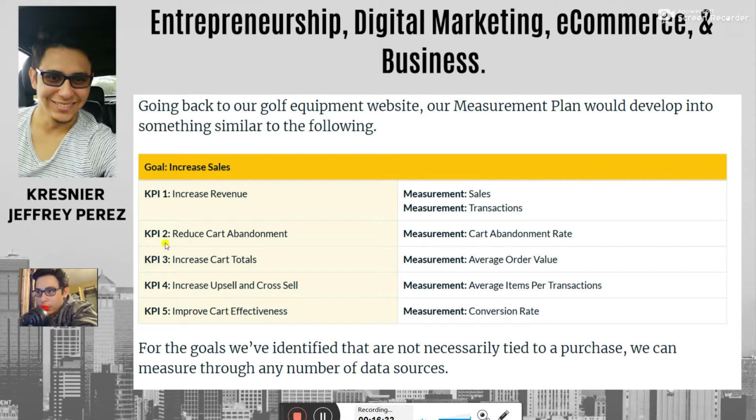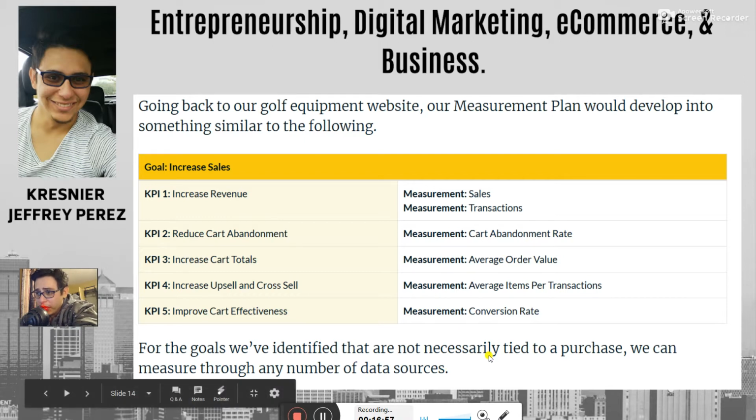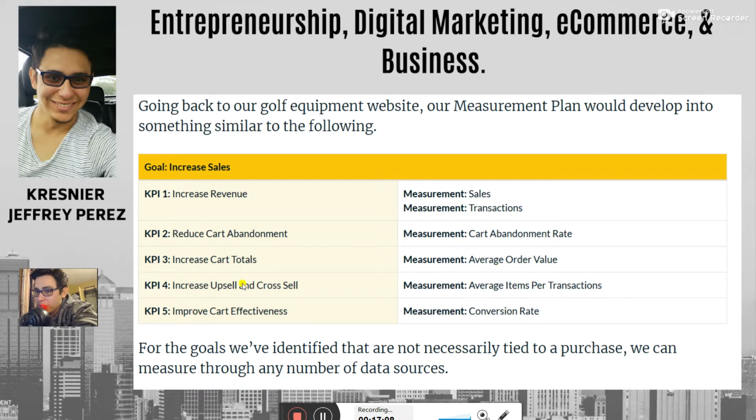So from the KPIs, you have actual measurements, which will be on the report itself. So you can see for increased revenue, the measurement that you would be looking for are the sales. Well, not the measurement, the metric. Transactions, reduce cart abandonment. So you'll be looking at those numbers. So you're going to be judging based off the numbers. So for the goals we've identified, not only are they necessarily tied to a purchase, we can measure it through many sources of data. So these are essentially ways of how you can measure specific KPIs based off your goals.